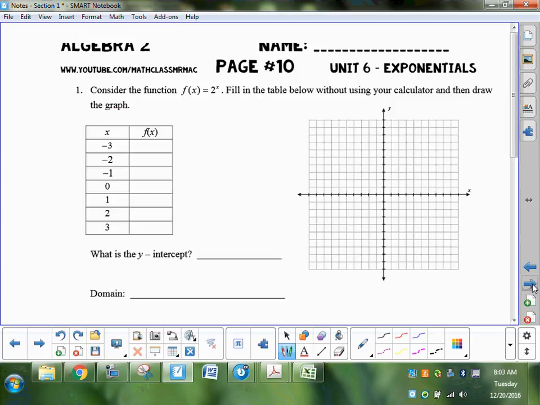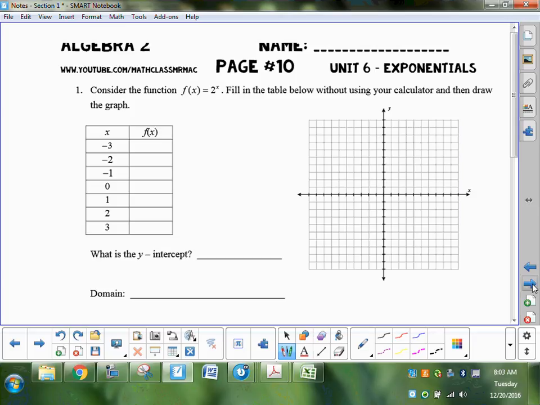All right, now, let's consider this and figure out what this graph is going to look like. What's our domain, y-intercept, and so on. This is just an exponential function. If you turn your heads to the back of the room, what is our function? What is our graph that's in the back there? What does that look like?